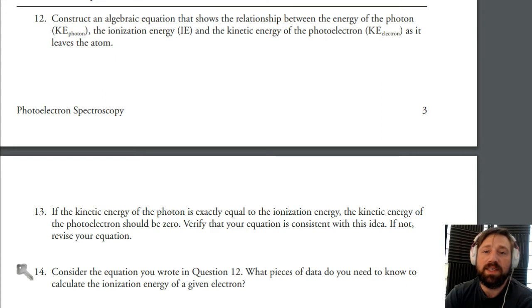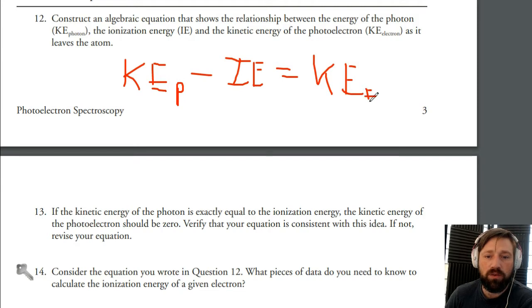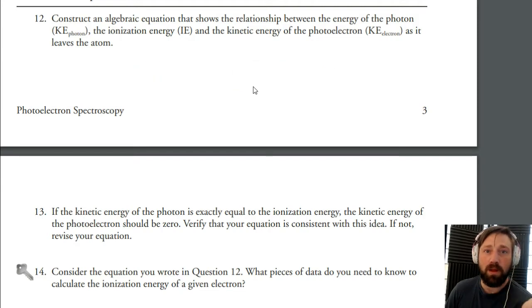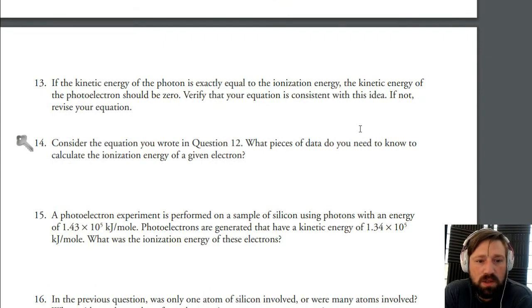Energy equation. This is going to be the exact same equation as before. Here you have the energy of the photon minus the ionization energy, and this is going to equal the kinetic energy of the electron. That's why we use the ball kicking analogy. If the energy of a photon is exactly equal to the ionization energy, the kinetic energy of the photoelectron should be 0.